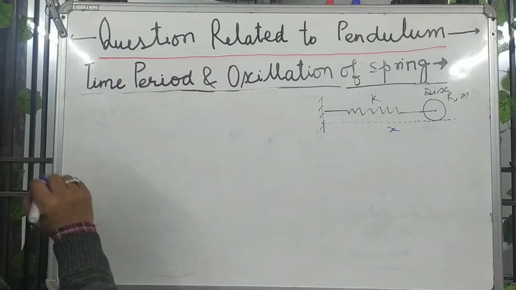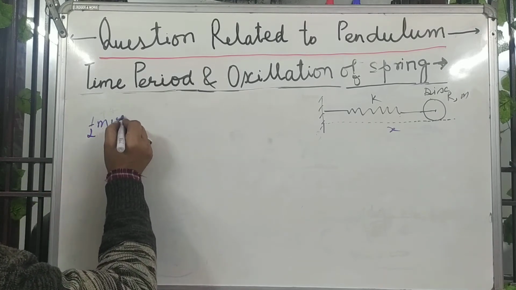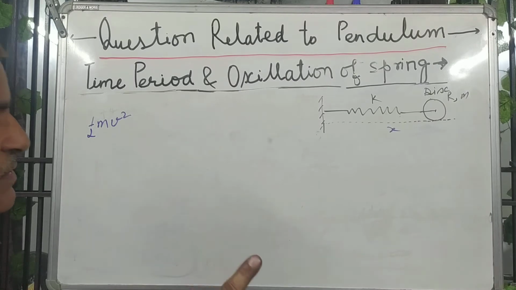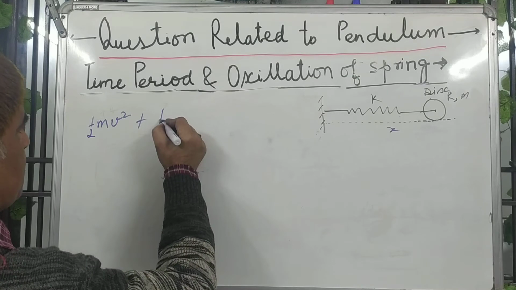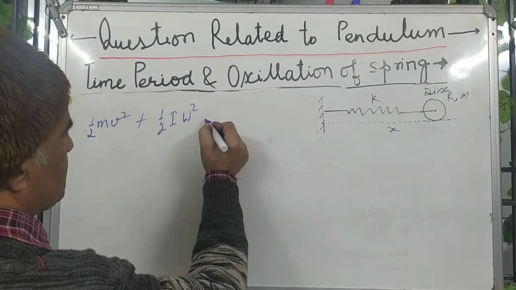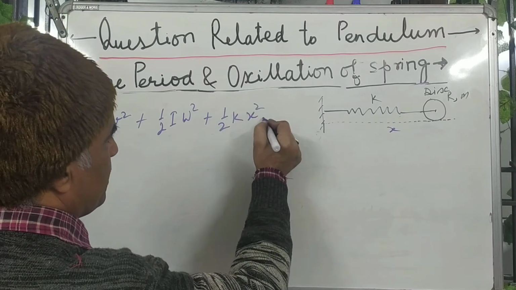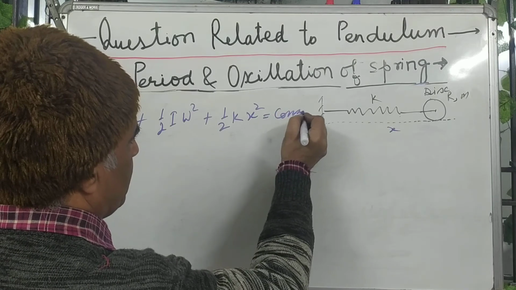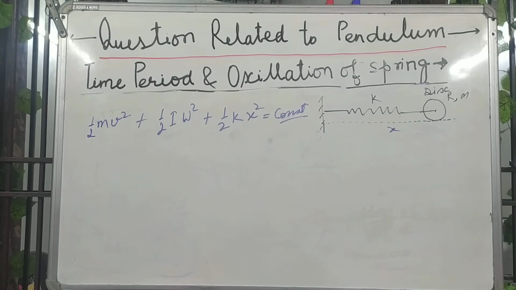So you will write the energy of the disk: half m v square, where v is the translation velocity, and it is rotating also about the axis, so half I omega square, plus half k x square, where x is the extension in the spring. This total energy is constant. On simplification you will find the time period.